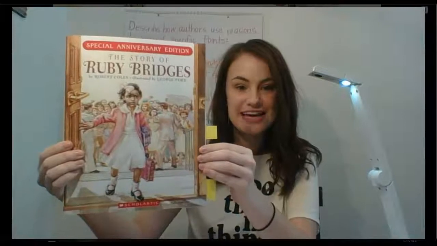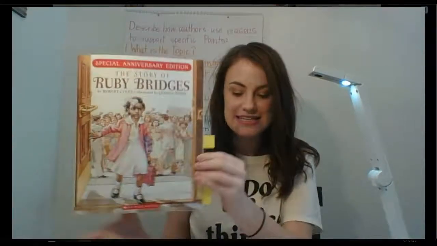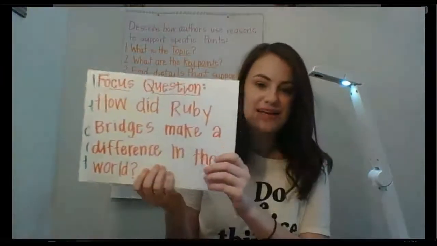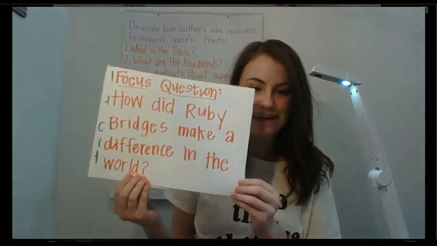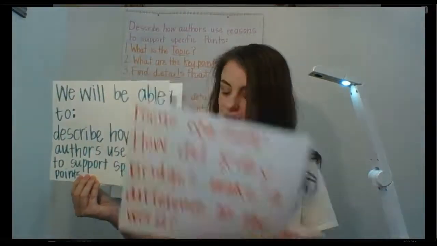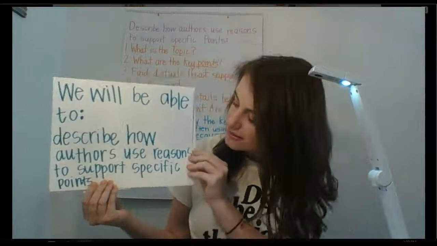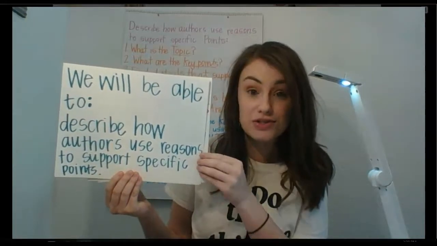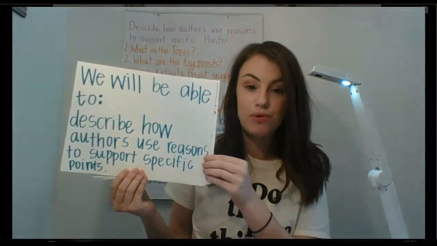I'm so excited to tell you that we are starting a new book today called The Story of Ruby Bridges. And our focus question for this text is, how did Ruby Bridges make a difference in the world? Our objective is we will be able to describe how authors use reasons to support specific points.